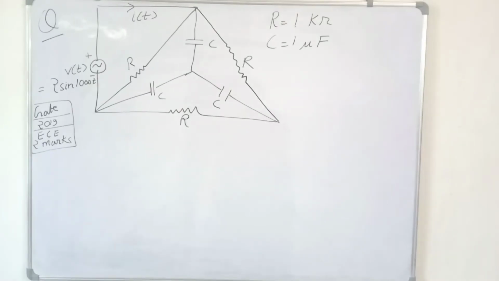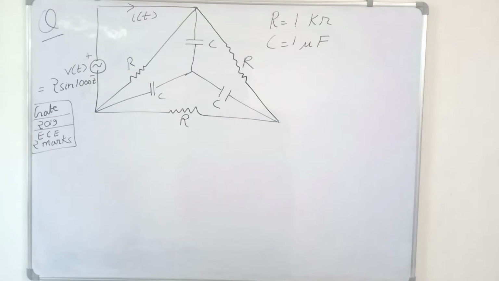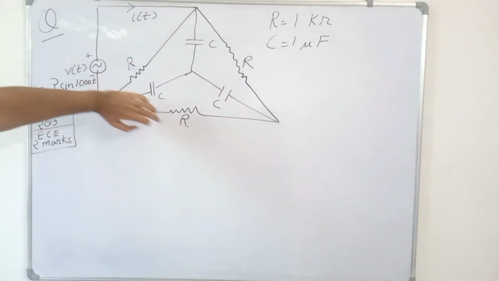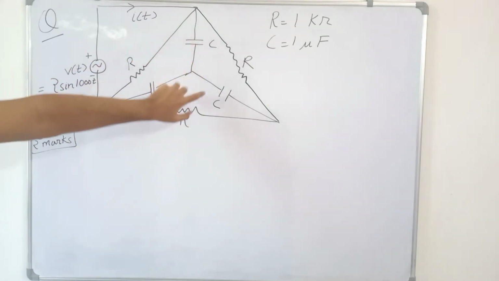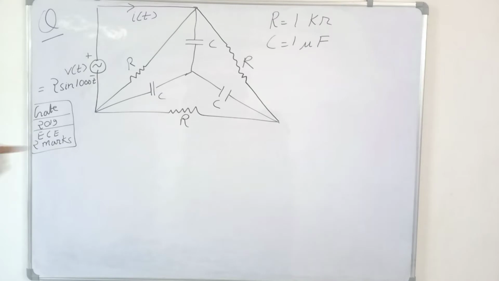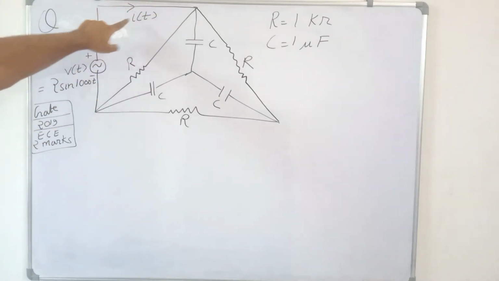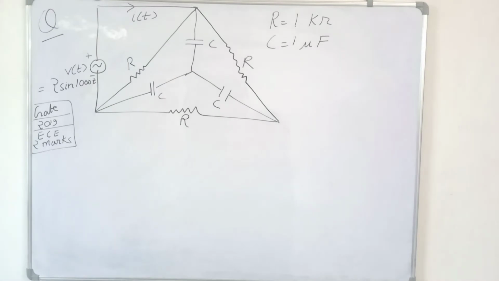So this is a question from GATE 2019 electronics. It was of 2 marks. This is the circuit given. This is the R network. This is a delta network of resistance R, and a star network of capacitors is inside this delta network of resistance. This voltage is 2 sin 1000 t. So we have to find the value of this steady state current I of t.